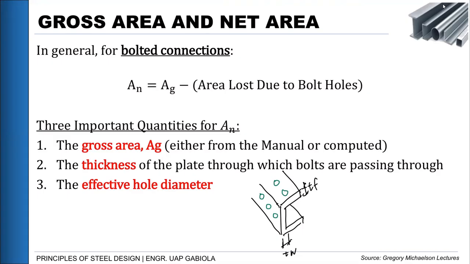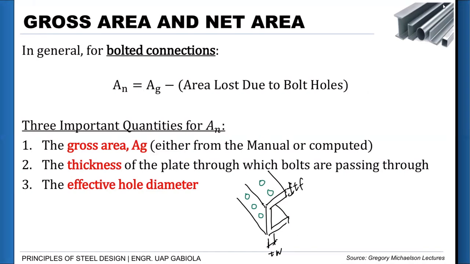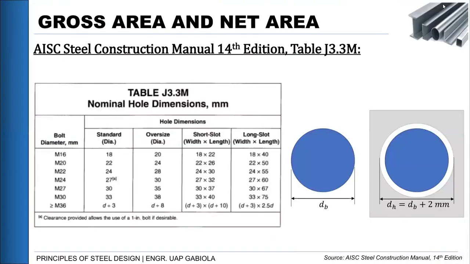Okay? And then lastly, yung effective hole diameter. So, this is the first time na we hear yung effective hole diameter. So, when dealing with net areas, may tatlong type kasi ng diameter to consider. And effective hole diameter dapat yung gagamitin natin. So, let us differentiate ngayon. So, according to AISC Steel Construction Manual, okay, J3.3, meron siyang nominal hole dimension.